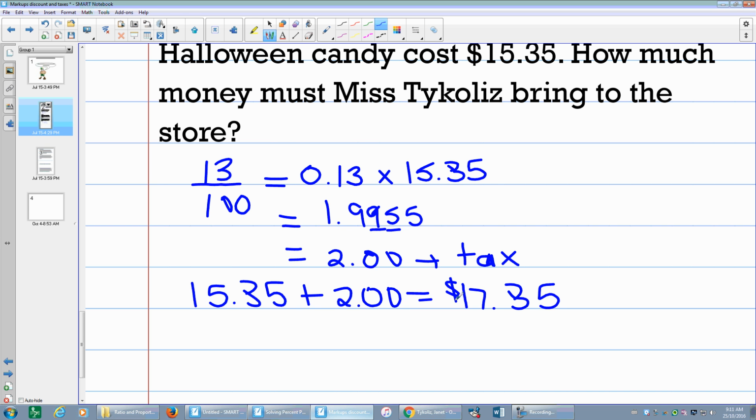That's how much money I would have to bring if I wanted to purchase that box of Halloween candy. So you're going to follow these same steps that we're doing. So you definitely want to refer back to your notes when you're doing the assigned work.